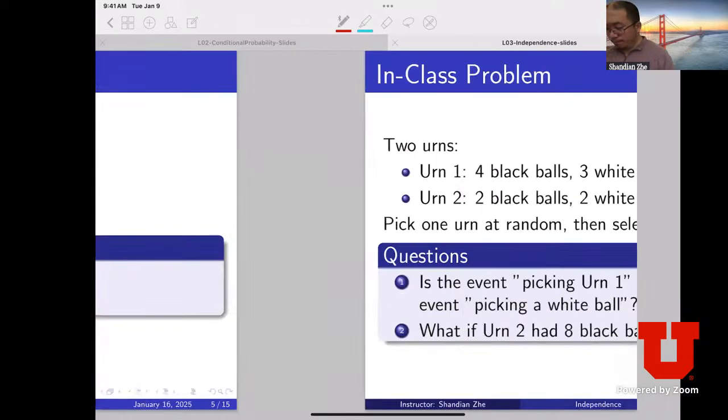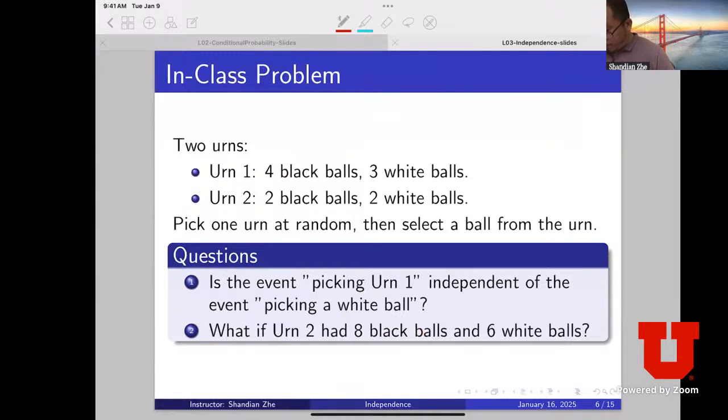Okay, so the second example is an extension of the problem we just worked out. Again, we have 2 urns. Urn 1 has 4 black balls, 3 white balls. Urn 2 has 2 black balls, 2 white balls. The experiment: pick one urn at random, then select a ball from that urn randomly. We have calculated the probability of you eventually picking a white ball.